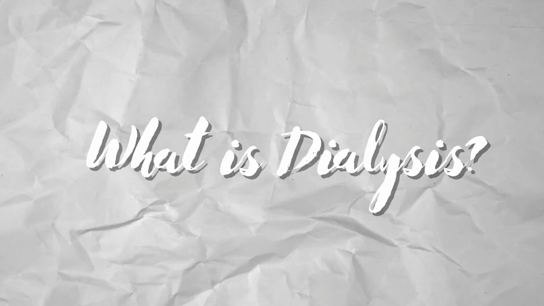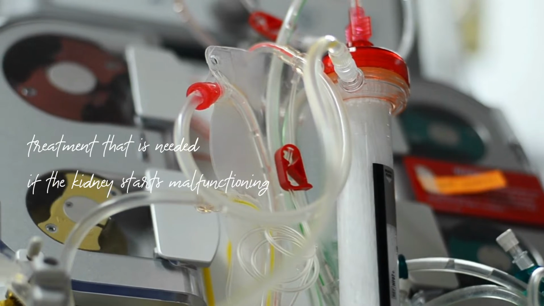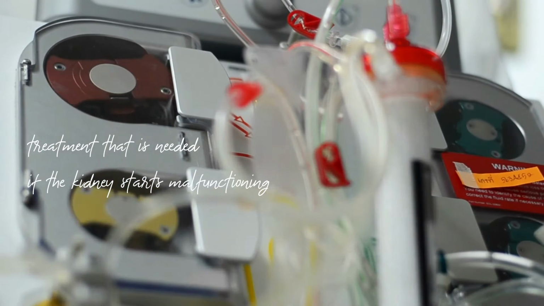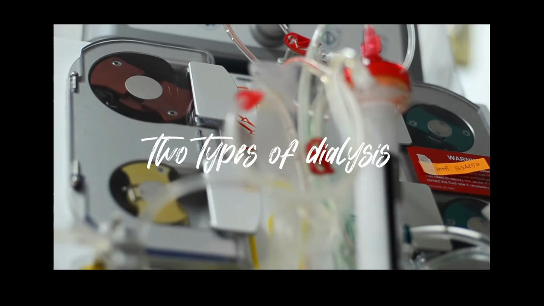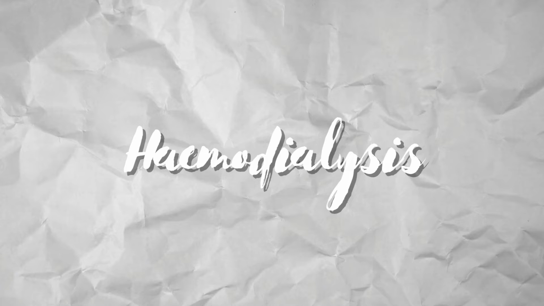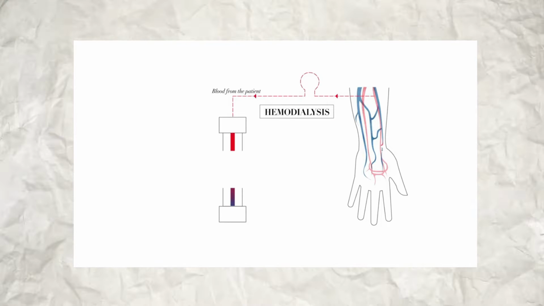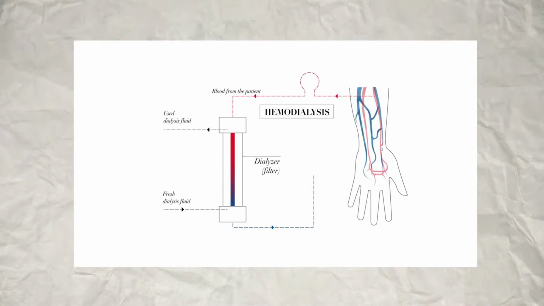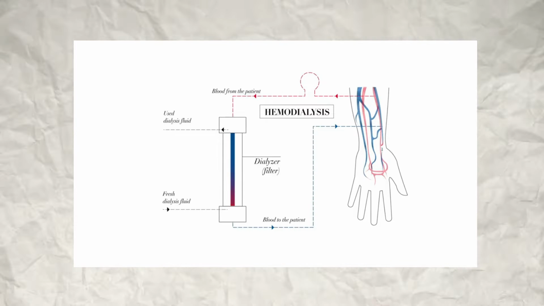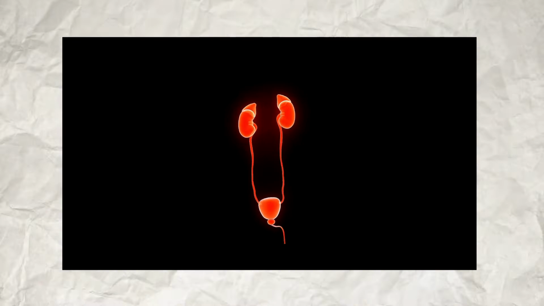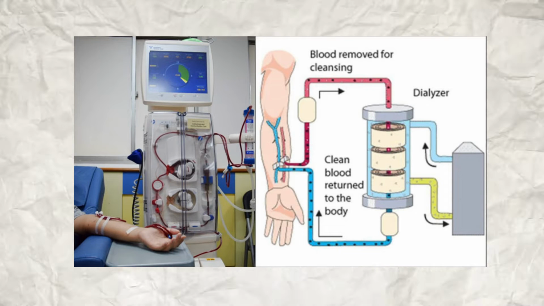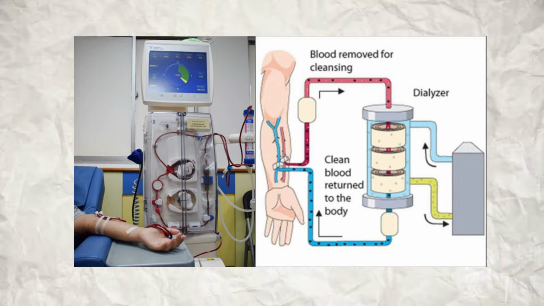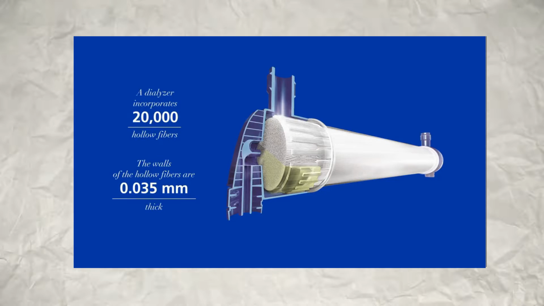What is dialysis? It is a treatment that takes over your kidney if those organs stop doing their job. There are two types of dialysis. Hemodialysis: your blood is put through a filter outside your body, cleaned, and then returned to you. In hemodialysis, an artificial kidney, or what we call the hemodialyzer, is used to remove waste and extra chemicals and fluid from your blood.